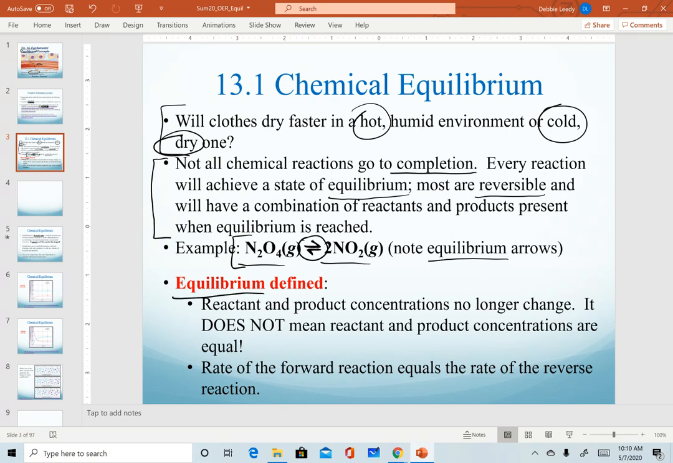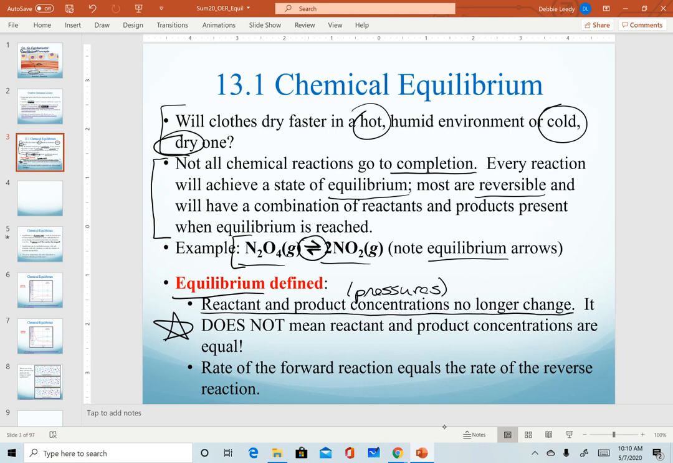There are two definitions we can use to identify when or how equilibrium has been reached. The first one is the most relevant, and this is the one that we'll refer to for the remainder of our semester. Equilibrium is reached when reactant and product concentrations or pressures, whatever unit we're measuring for amounts of substances, no longer change. And on the next slide, I'll illustrate this with a graph. It does not mean that reactant and product concentrations are equal to each other. It just means that we no longer see a change in amounts of substances.